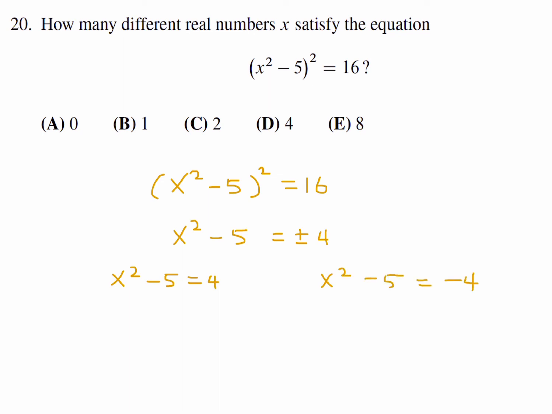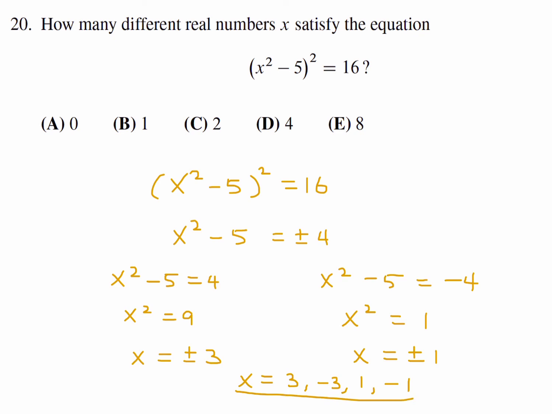From the first one, we get x squared is equal to 9. From the second one, you get x squared is equal to 1. Now again, take the square root of both sides, and you get plus or minus 3. Here, you get plus or minus 1. So my values for x are 3, negative 3, 1, and negative 1. And as you can clearly see, that's 4 values. So number 20, the answer is D.